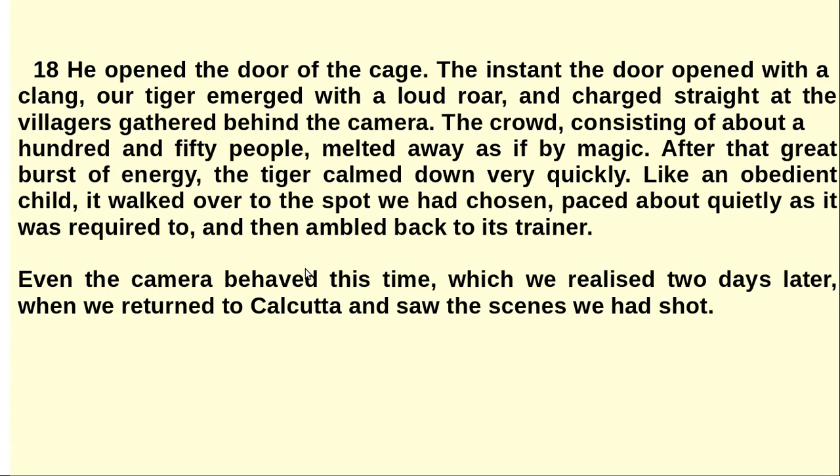What is the magic mentioned here? When Thorat opened the door of the cage, it came out with a loud roar and started attacking, a sudden attack, which is called a charge, right? It was about to attack the villagers. So the crowd consisting of about 150 people melted away. They disappeared. They faded. They disappeared, right?